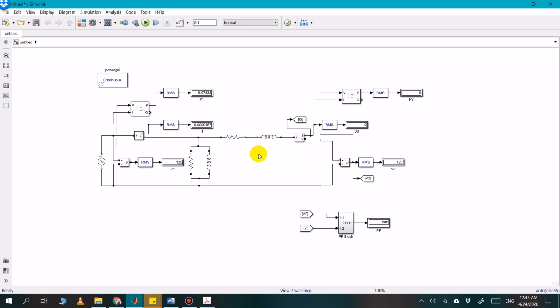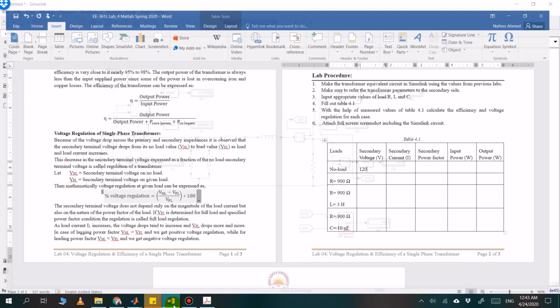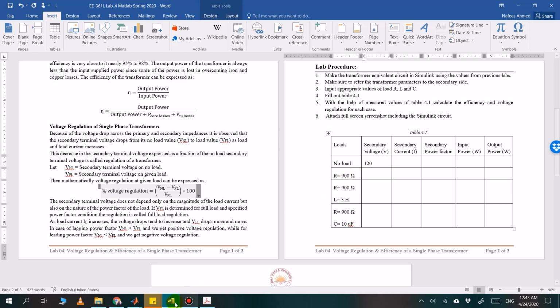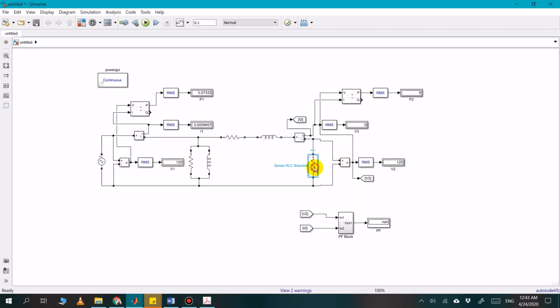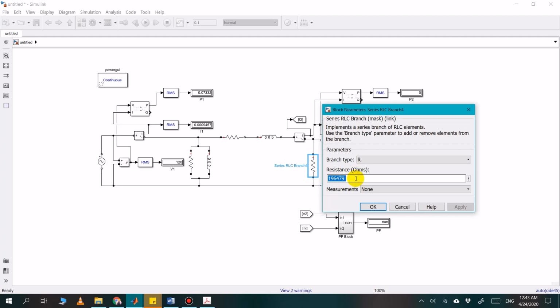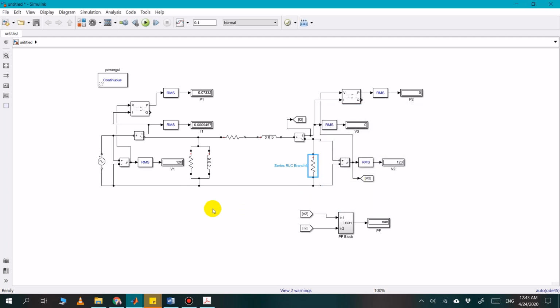Now we will connect a load. 900 ohms. Okay.